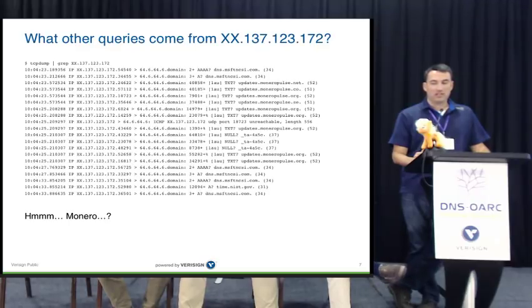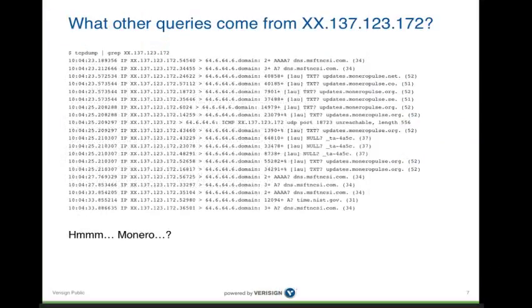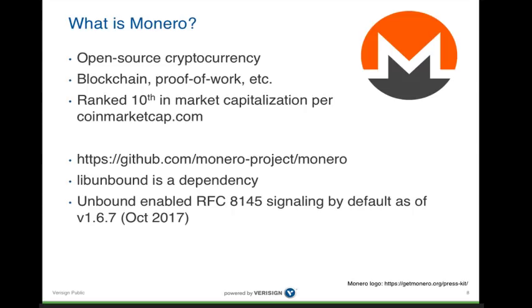So we started looking at traffic from that IP address. I don't know if you can see that there. And there were a lot of queries there for moneropulse.net, co.org. And we started saying to ourselves, what is this? Is this Monero the cryptocurrency? And in fact, it was.